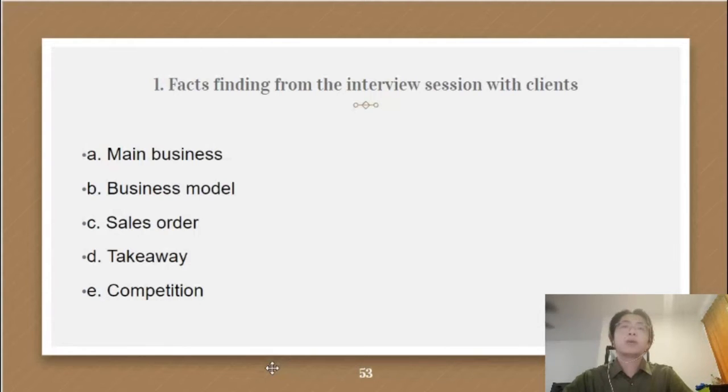And for takeaway, because our client is not really good at using smartphones and applications, they do not use takeaway applications like Foodpanda. And for the competition, there are a lot of similar burger stalls around this area, so the competition is a little bit high.